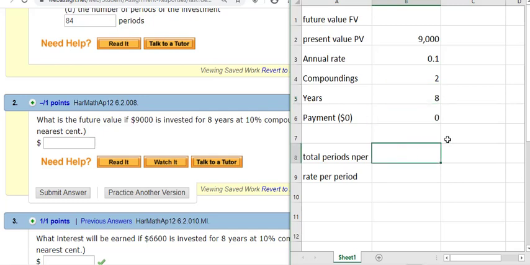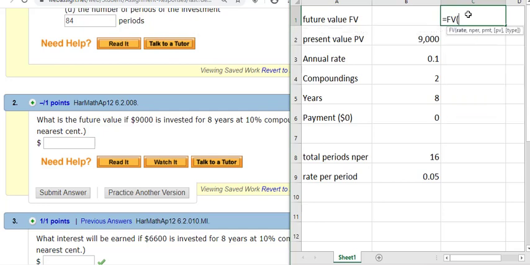Payment will be 0 in section 6.2. Total number of periods will be 8 years times 2 compoundings per year for a total of 16 different compounding periods. The rate per period is the annual rate of 10%, but then it has to be divided into 2 equal pieces. So 5% every 6 months for a total of 10% over the course of a year.